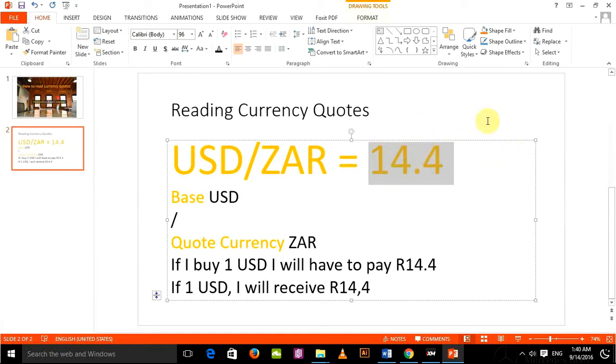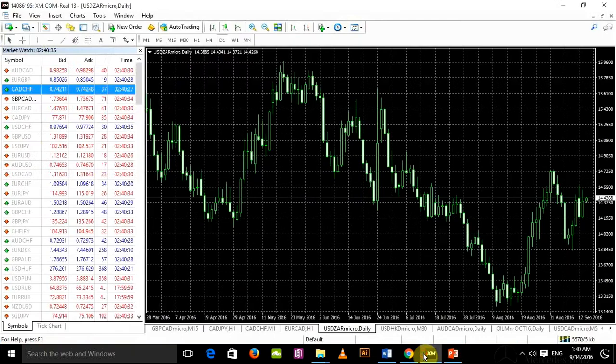It's quite insignificant, but the importance of learning how to read currency pairs in terms of the exchange rate is essential for purposes of market analysis, and this will be very crucial, especially when we look at fundamentals, how to predict the movement of the markets in terms of fundamentals, as well as to know when to sell or buy in terms of the exchange rate. Now let's go back to the charts.